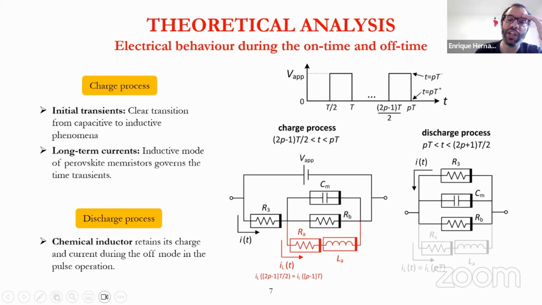In the discharge processes is the key, okay? The chemical inductor is invisible, only the capacitor is discharged, and the inductor retains its charge and maintains its value of current. And in the subsequent voltage pulse, the initial condition, when the voltage pulse is switched on, is different from zero and increases with the passage of the voltage.